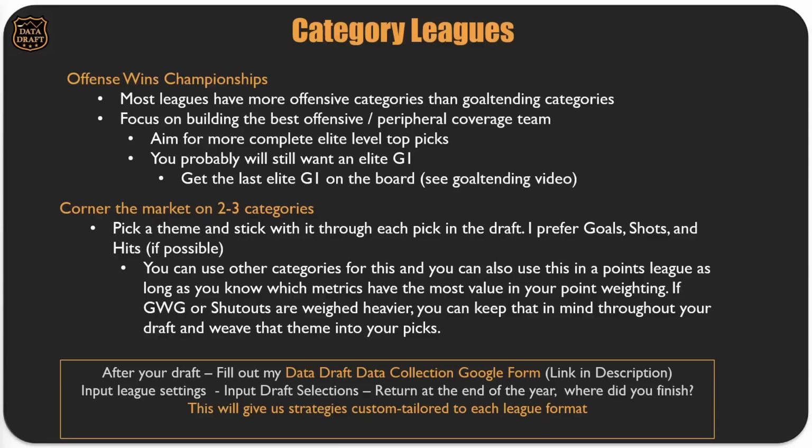Guys like Jacob Markstrom have been historically good for shutouts. Tristan Jarry is a depth guy that you can get. He's usually good for shutouts. And then game-winning goals, guys like Nate Chess, etc. Those are guys who you can target later in your draft to kind of stick with that theme and keep that going throughout your entire draft.